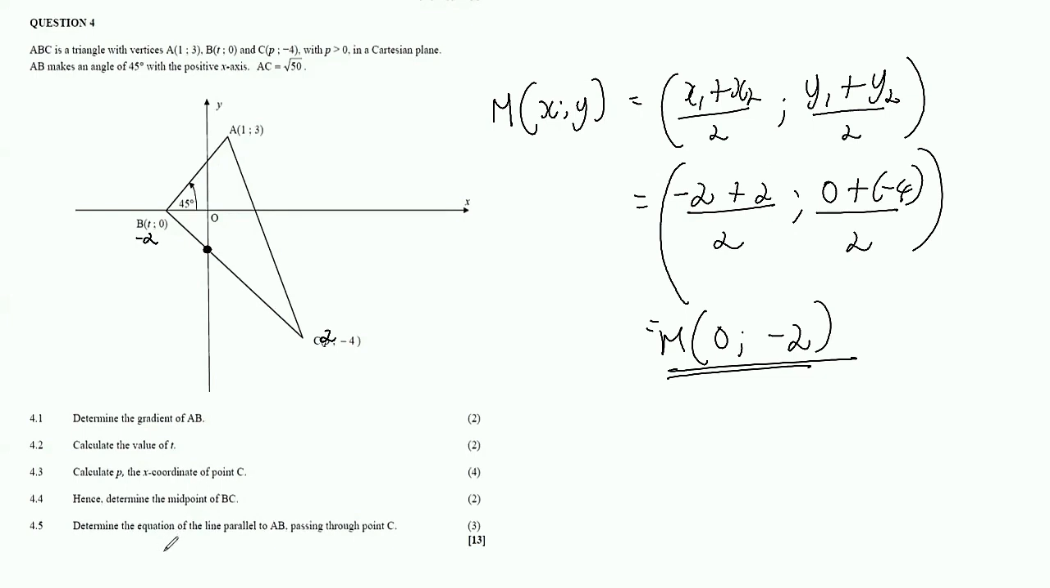Then 4.5 says determine the equation of the line parallel to AB passing through point C, right? So they say determine the equation of the line parallel to AB. So this is AB, and then this line has to pass through C, right? So if we have to draw a line that will be parallel to AB, the line would look somewhat like that. But this is not based on us having to actually draw that line. It's just a matter of understanding what happens to parallel lines.